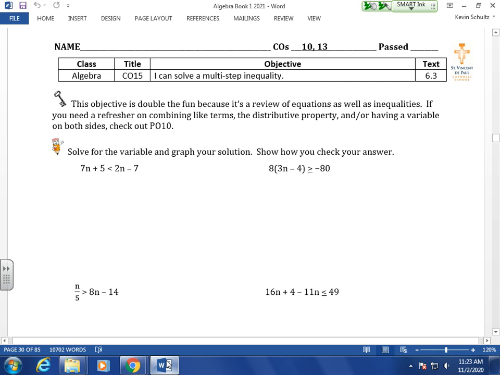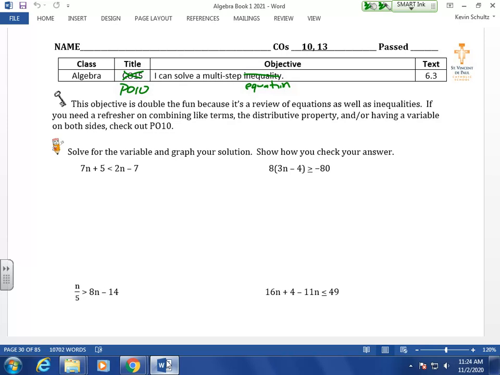In algebra, we'll be going over CO15, which is solving a multi-step inequality. And quite frankly, like we talked about on CO14, if we cross that inequality out and write equation, we can essentially cross out CO15 and write PO10. Because up until that point where you actually care about the inequality symbol, which is when we figure out if we have to flip it, right?